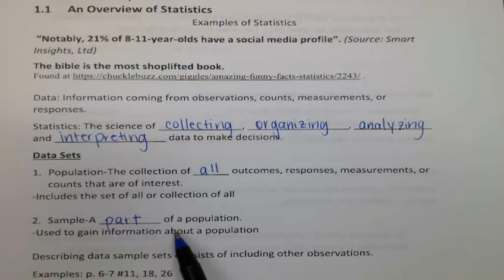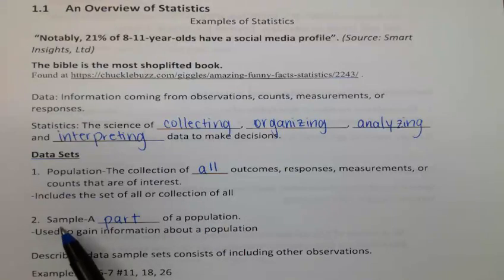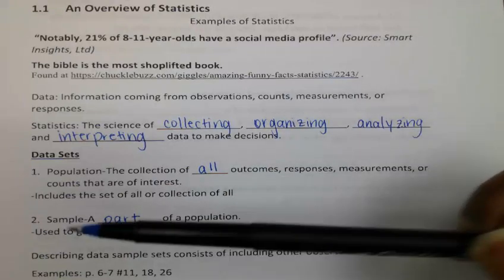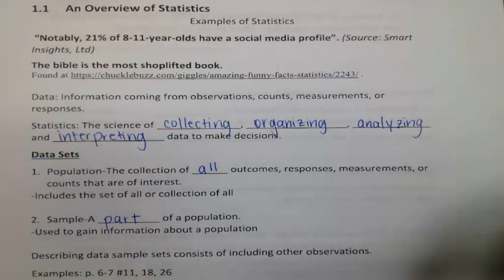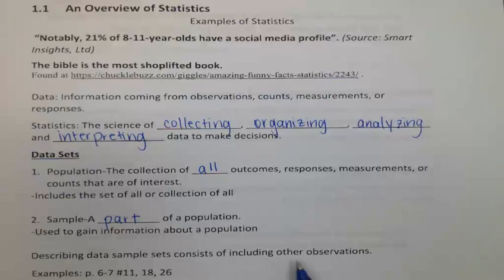A sample is a part of a population. So we don't have all the information. We may not even have access to all the information, but I can collect some information. So a part of a population is called a sample. And this is what we mainly use in a lot of statistics, a sample. This is used to gain information about a population. So we use a sample to state that, okay, we ran these surveys or tests or whatever the studies, and we received this information from our sample. And we're going to say that we think our population has the same information. All right. So describing data sample sets consists of including other observations, and we'll look at that at the end of the section.